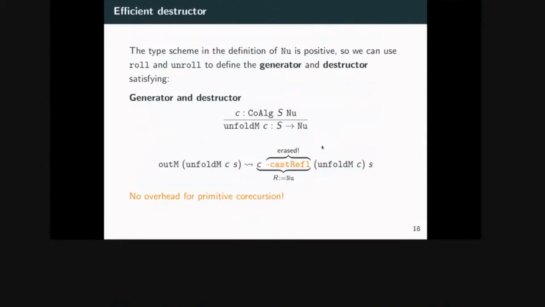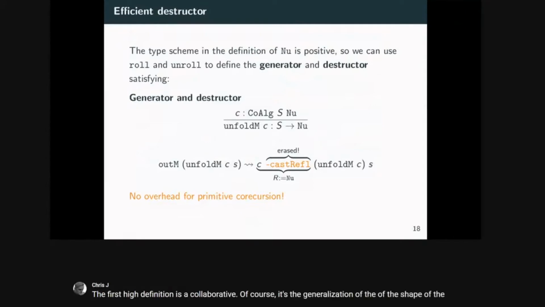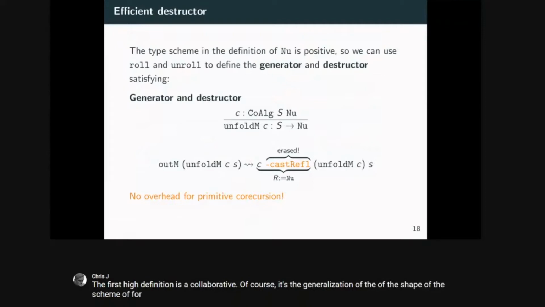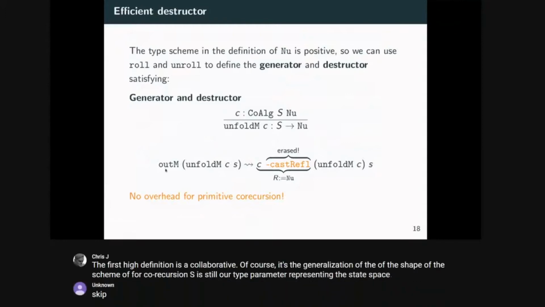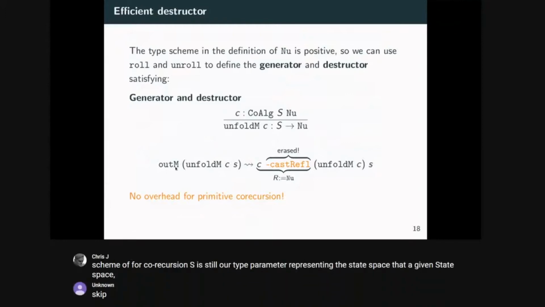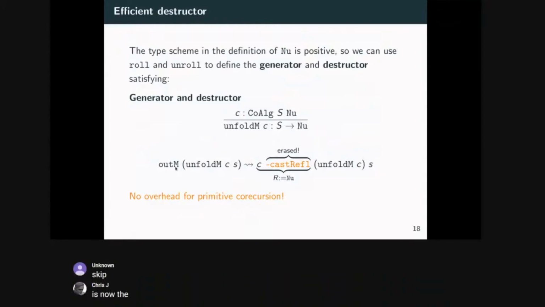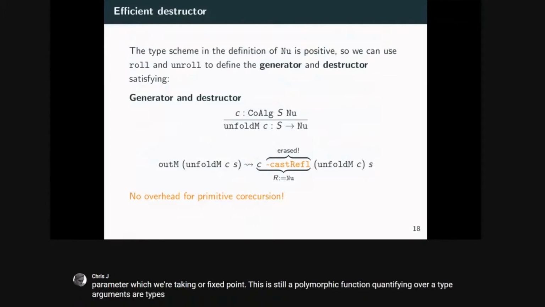And noticing here that this type scheme is positive in the type argument C, we can see that we can define roll and unroll. We can use roll and unroll to define the generator and destructor, unfold m and out m, satisfying the following typing and computation rules. In particular, in the computation rule, if I make an observation with out on the stream generated by unfold m with C and S, I take my coalgebra C, instantiate the type argument R to nu. My obligation is now that I must provide a proof that nu is included into itself.